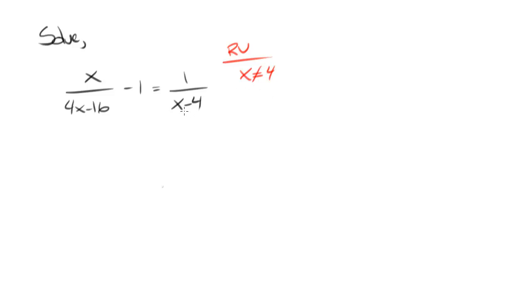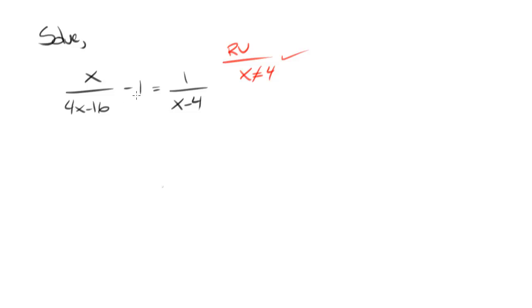4 is the number that makes this denominator 0 and also this denominator 0. Okay, so we'll check back to that in a little bit. Now what we need to do is find the least common denominator of all these terms. One thing to realize is that the only two interesting denominators are this first one and this one on the right-hand side of the equation.